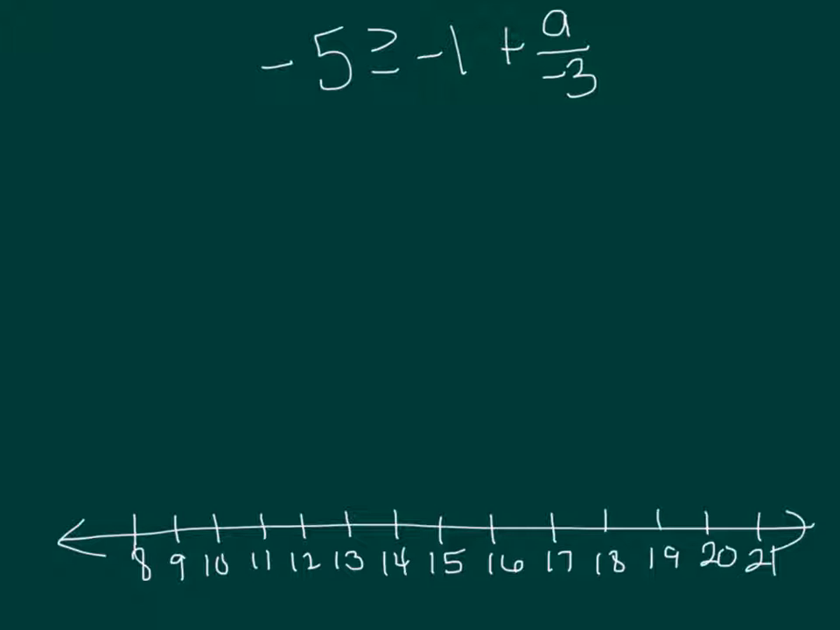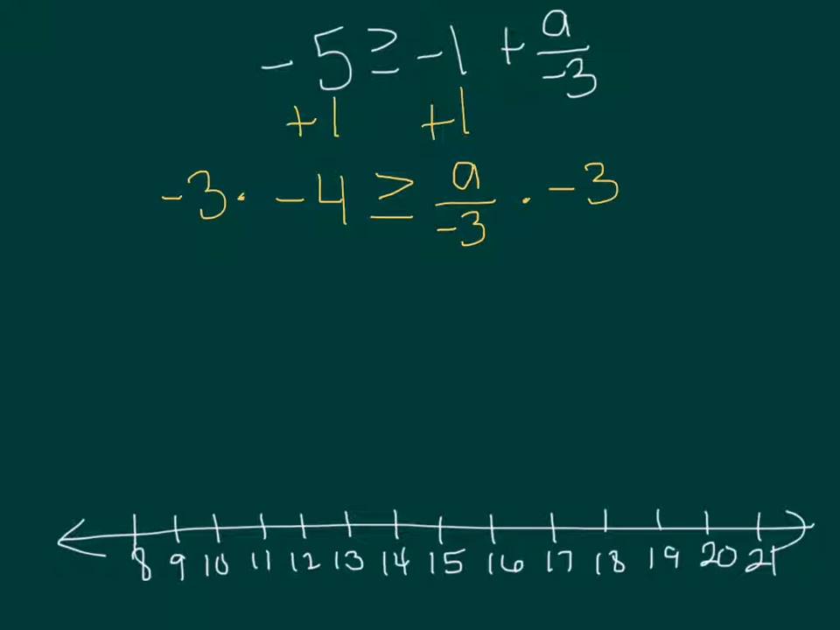Okay, inverse operations to solve. The opposite of minus 1 is plus 1, so we add 1 to each side. Negative 4 is greater than or equal to a over negative 3. Now the opposite of division is multiplication. So I'm going to multiply both sides by negative 3. Notice again, I'm multiplying by a negative, which means I need to flip this. So negative 3 times negative 4 is positive 12. Flip that, it becomes less than. These cancel, and you have an a.